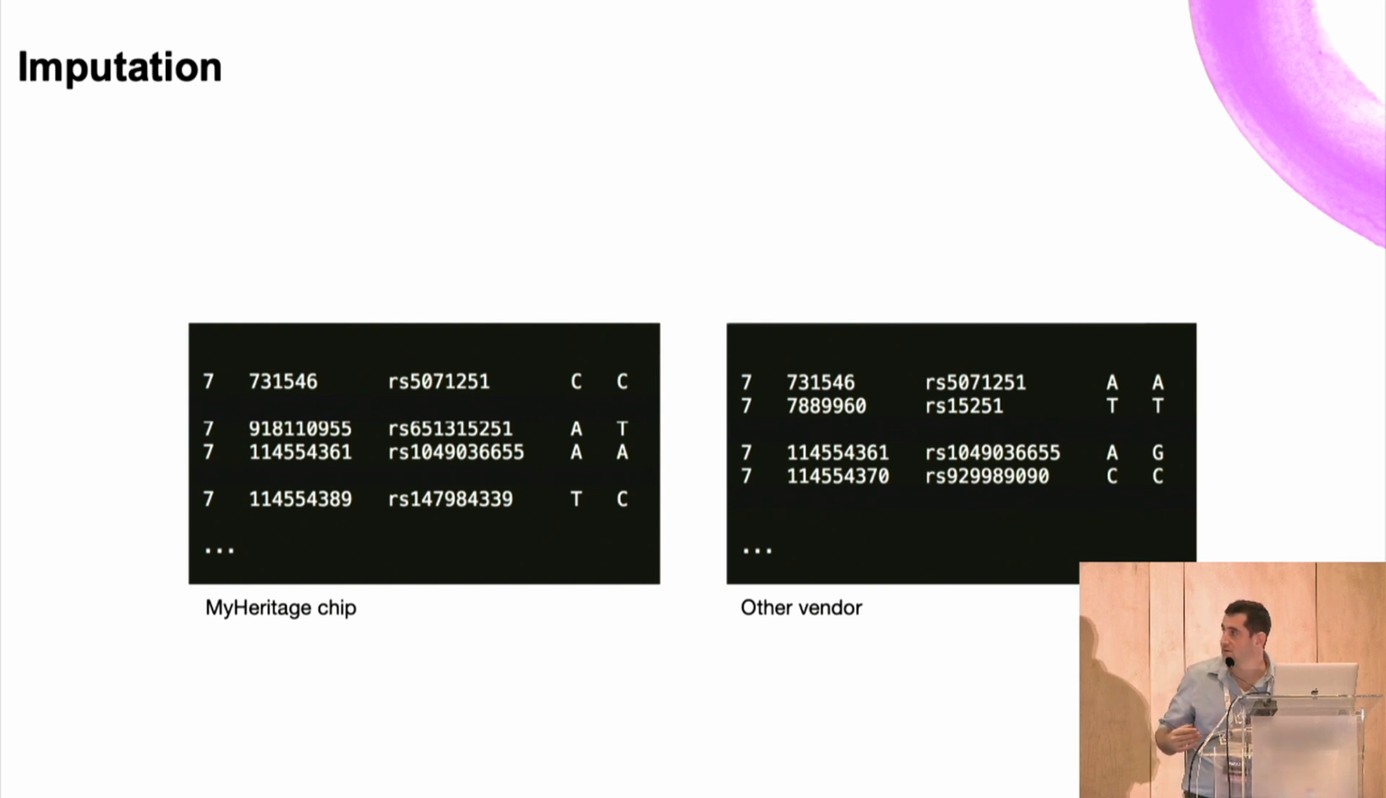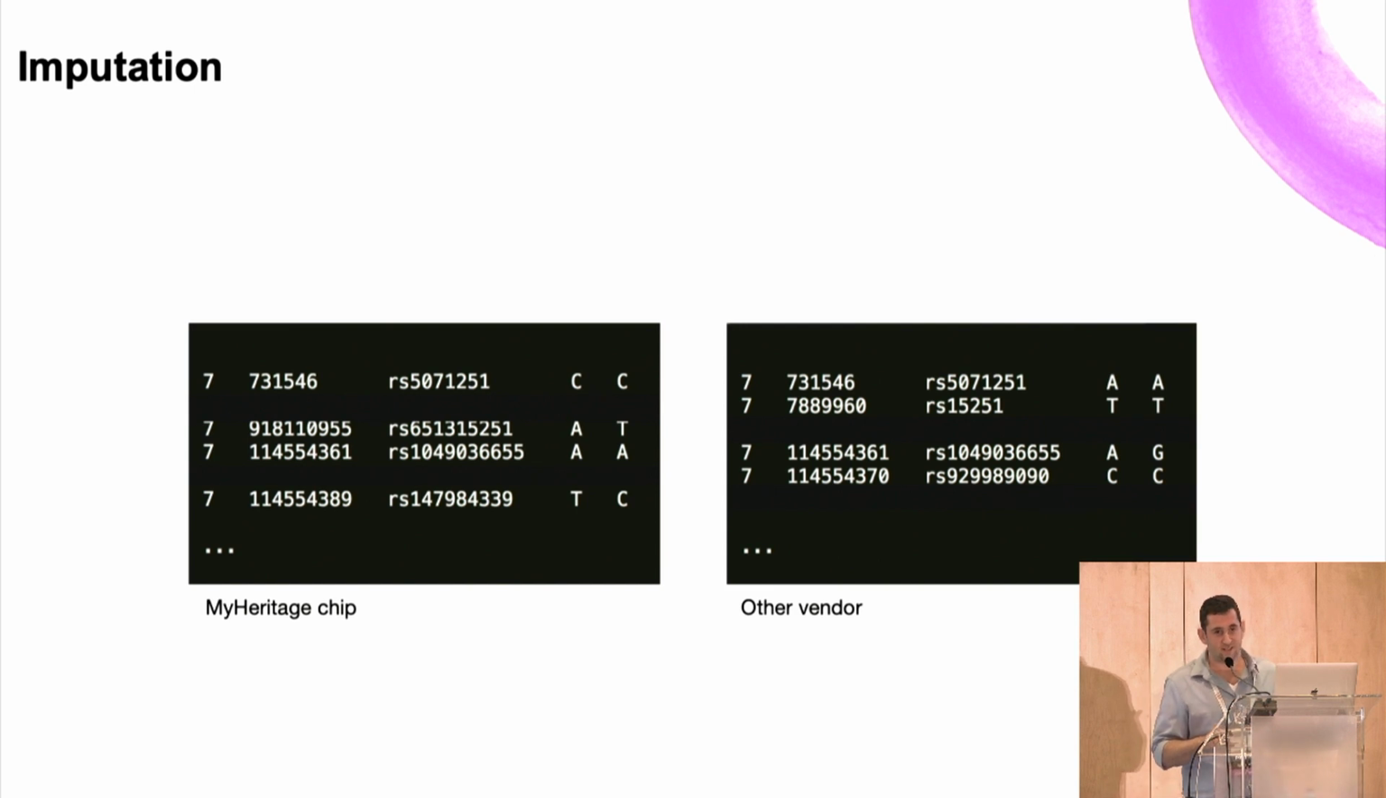We can't have those gaps. In the example here on the left, you can see raw DNA data from a user who took a test with the MyHeritage chip, and on the right, someone who took a test with another company and uploaded the data to us. All right?